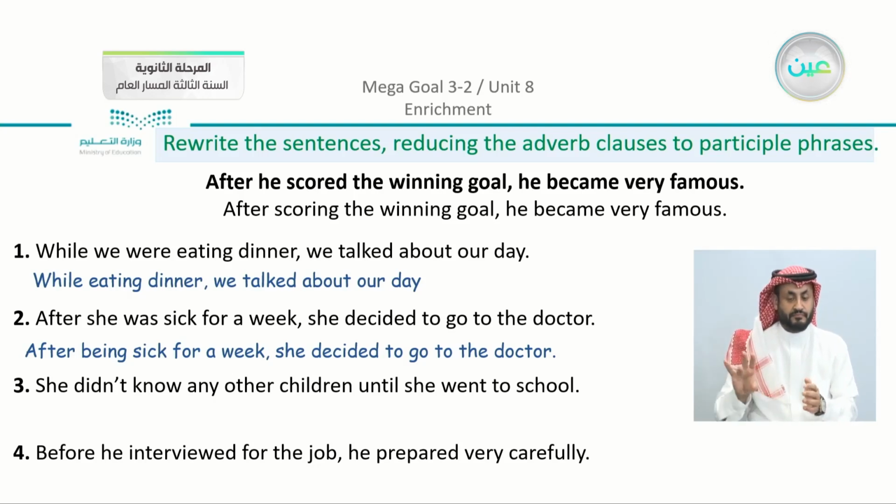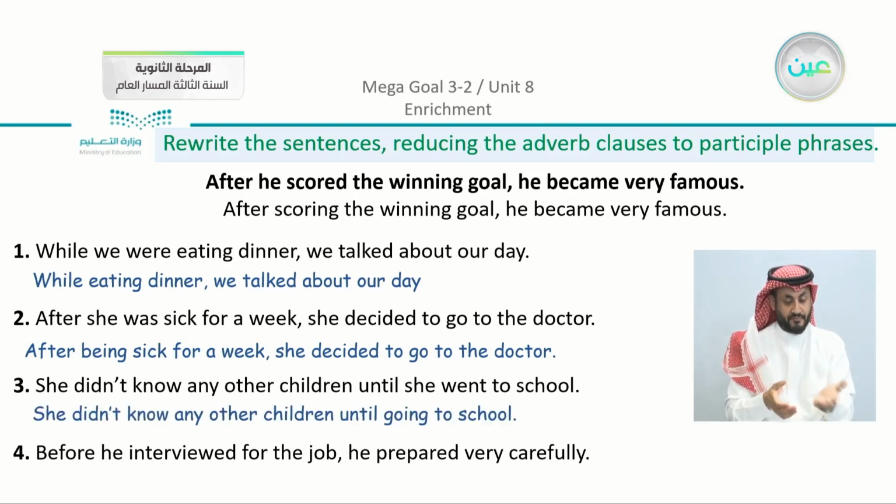Number 3, she didn't know any other children until she went to school. We have here, how do we change it? Now here you can see that there is a negative. So we have here, she didn't know any other children until going to school. So "she went" is actually in the second part. We changed it at the end, not like the first sentences.